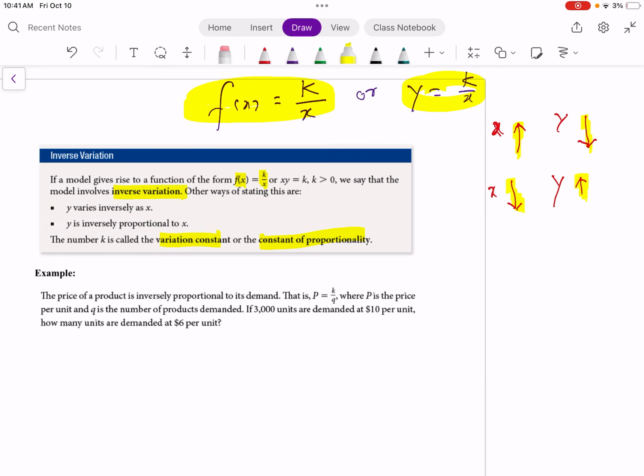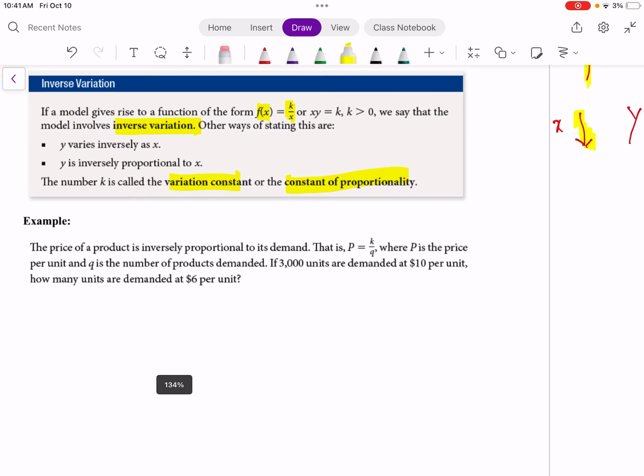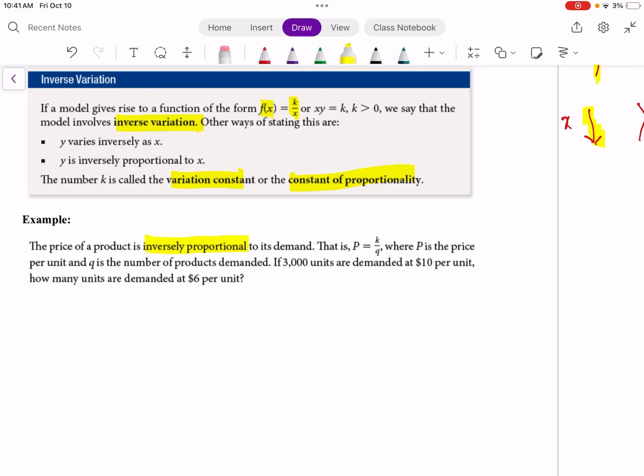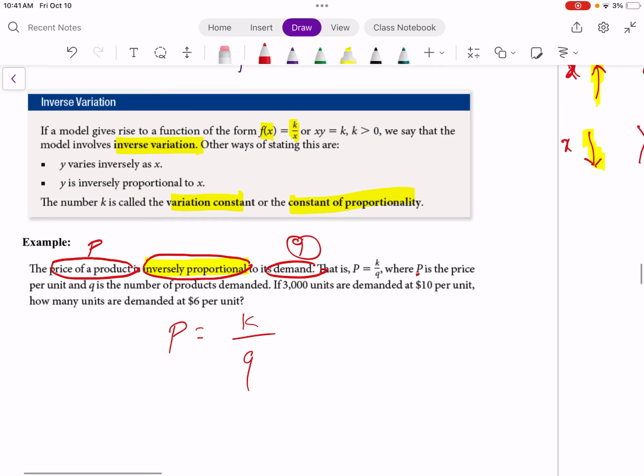Now here we have an example. The price of a product is inversely proportional. You see a keyword here: inversely proportional. So we have a price of a product, let's call this P, and this P is inversely proportional to its demand. They use P for the price and Q for the number of products demanded. Since it's inversely proportional, our equation is P equals k divided by Q.